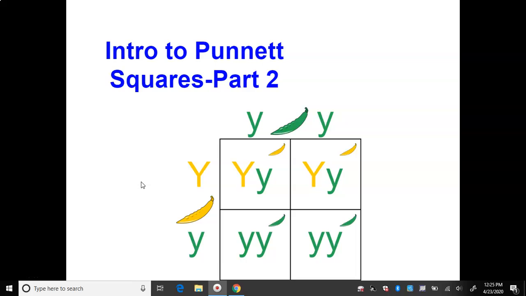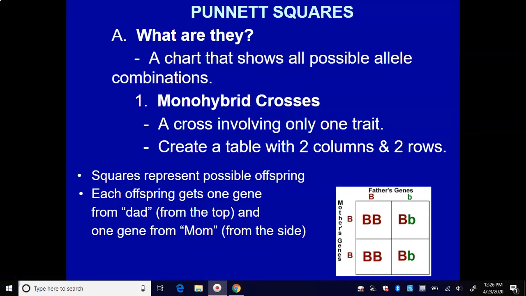This is our week 2 or part 2 PowerPoint presentation for genetics. We are starting monohybrid crosses. So we're doing Punnett squares now. There's going to be a lot of video clips in this PowerPoint as well as video tutorials posted. So please make sure you guys are reviewing those.